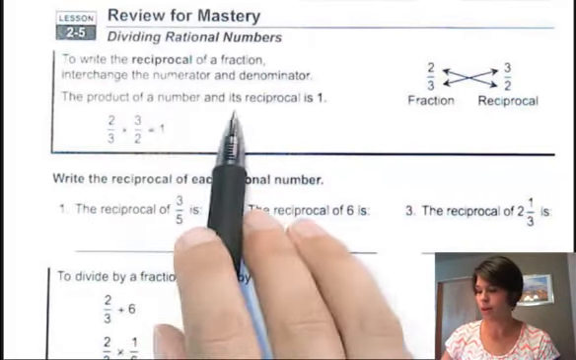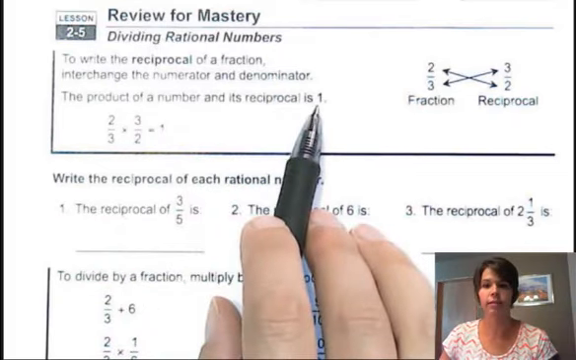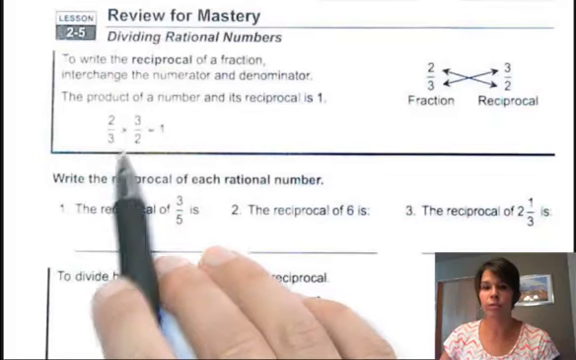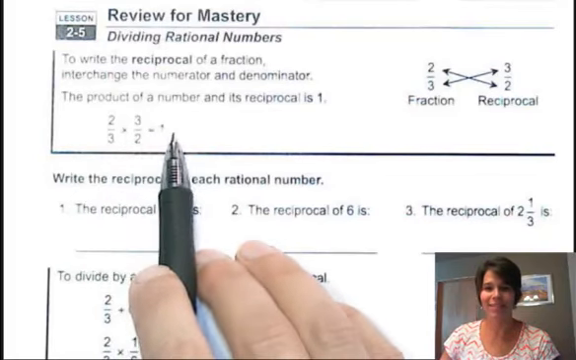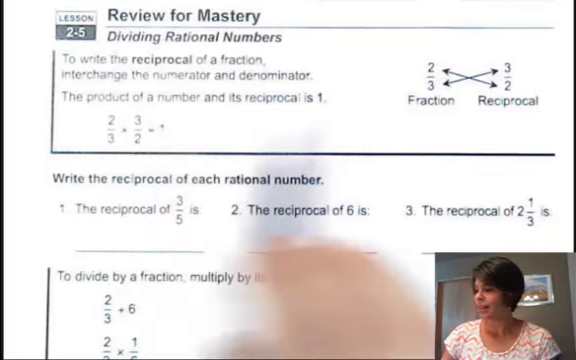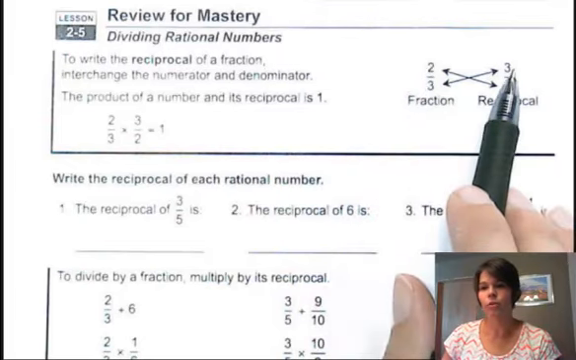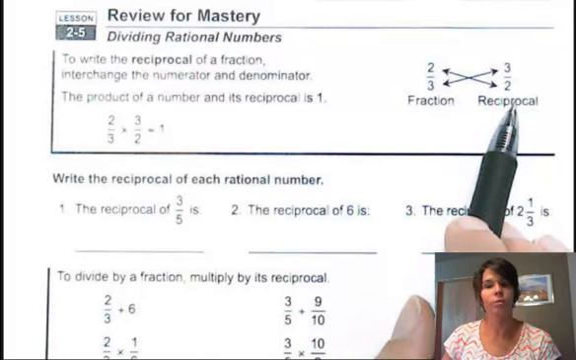The product of a number and its reciprocal is 1. That's the true definition of reciprocal. So 2/3 times its reciprocal of 3/2 equals 1. So fraction 2/3, if I just take my denominator, move it up to the numerator, and my numerator, and move it to the denominator, we get our reciprocal.